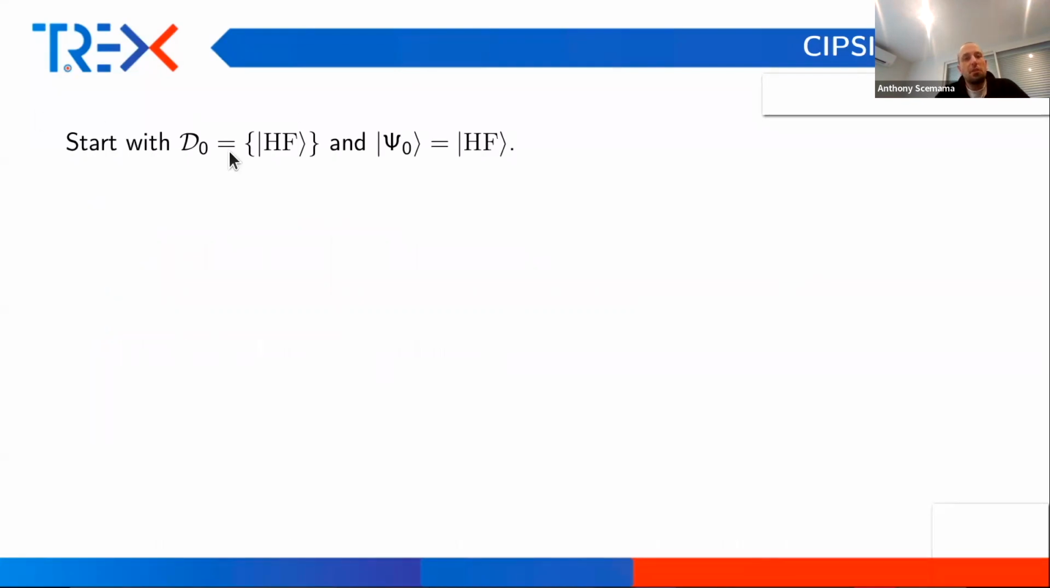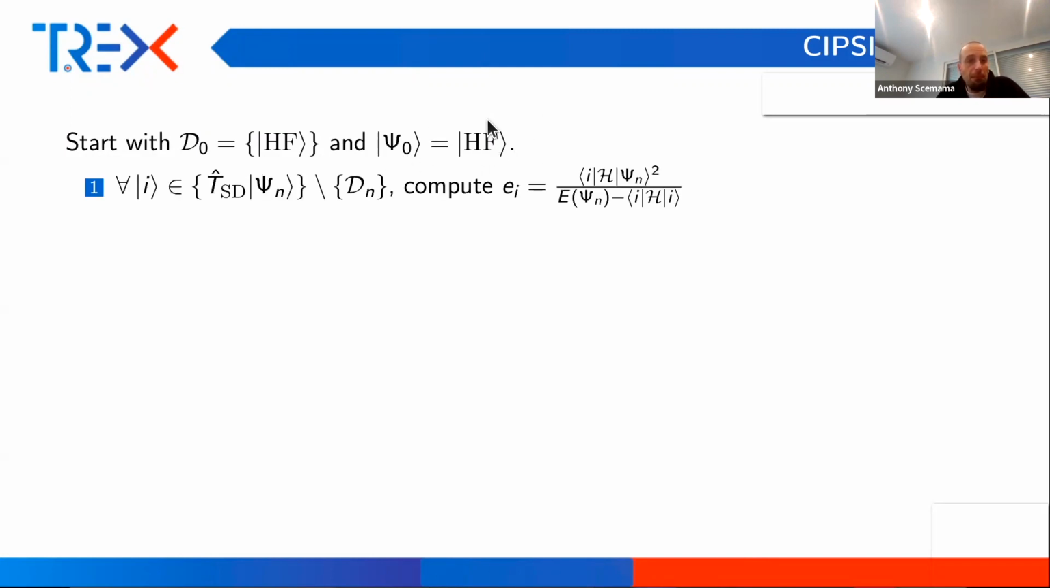So you start with a determinant space. Usually we just take one determinant in this space, the Hartree-Fock determinant, and we expand the wave function in this space of determinants. So in this starting case, the starting wave function will be the Hartree-Fock determinant. And then on this wave function, we apply all the single and double excitations that we can. And for each one of these single and double excitations, we estimate this quantity EI.